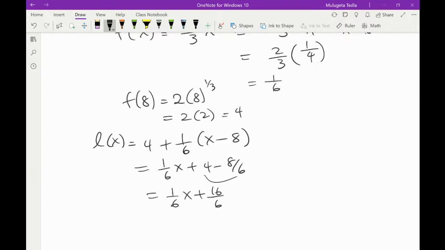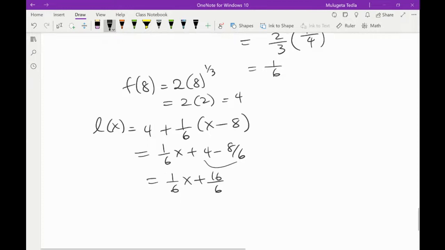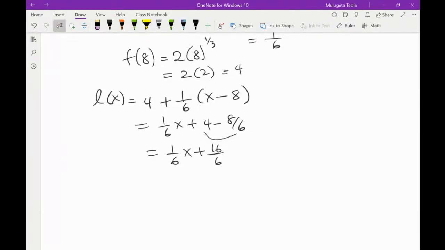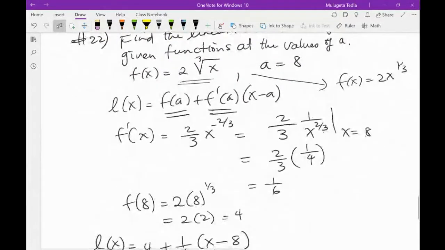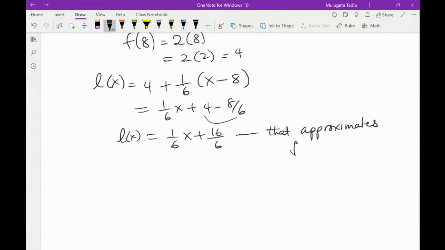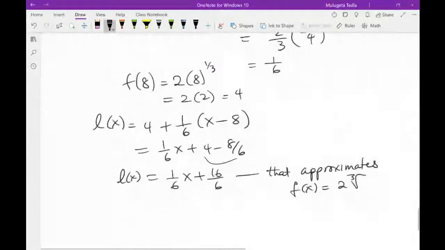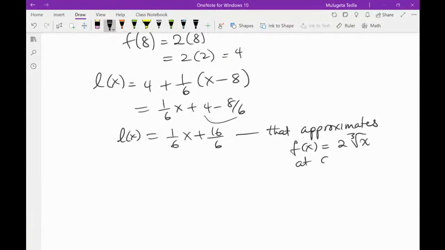1 over 6 x, 24 minus 8, 16, is it? All right, I can't take it because I have been talking for the last 4 hours. So this is the linearization of x, which approximates the complicated cubic function, f of x equals 2 times the cube root of x, at a equal to 8.